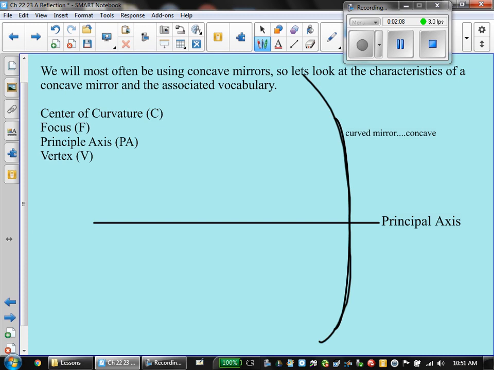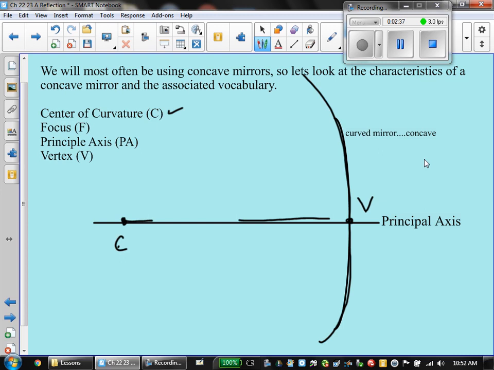And that's important because we're going to define some points relative to that. The first point we're going to take a look at is something called the center of curvature, and this is literally the center of the circle from which this mirror is drawn. So somewhere over here I have the center of curvature. The distance from the center along this line, which is known as the principal axis, to a point over here called the vertex, is the radius. It's the radius of the circle.